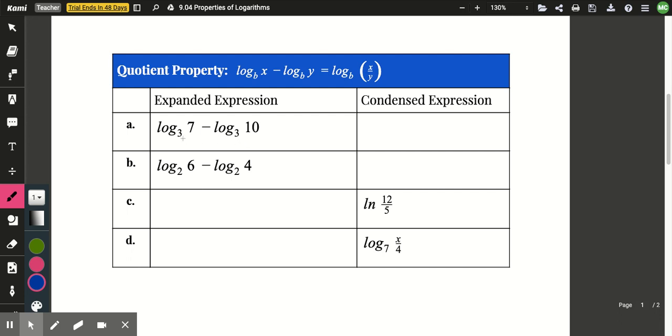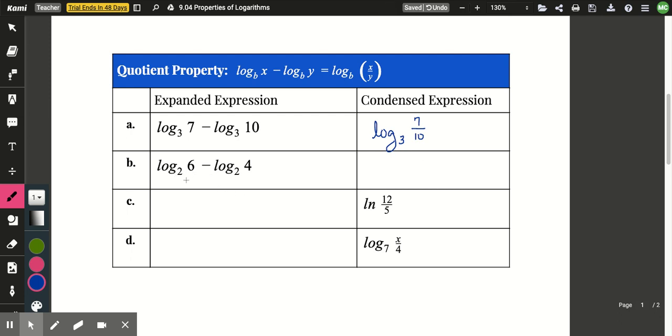Okay, so for our first one there, we've got log base 3 of 7 minus log base 3 of 10. I do have the same base on those logarithms and they are being subtracted, so that means I can use this quotient property. So I'm going to condense it into a single logarithmic expression. So I'll say log base 3 of 7 over 10.